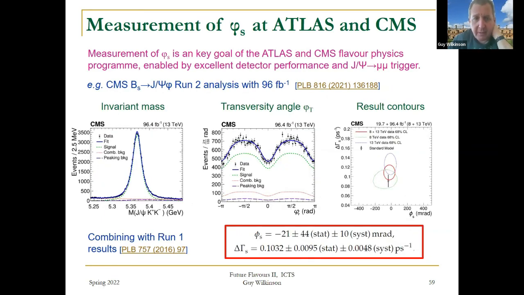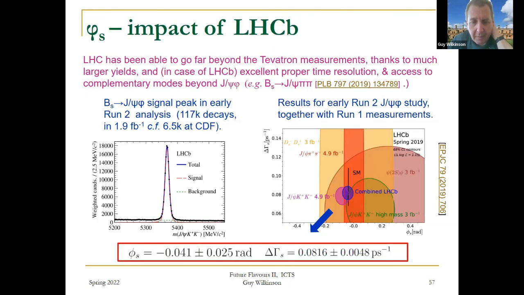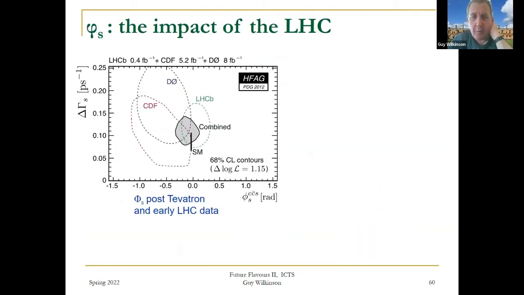CMS have also done exactly the same measurement. So here's the CMS measurement. On phi S, they have a statistical precision of 44 milliradians, to be compared with 36 milliradians from ATLAS, and for LHCb 25 milliradians. So let's see this all put together, and let's see how far we have come since the start of the LHC.